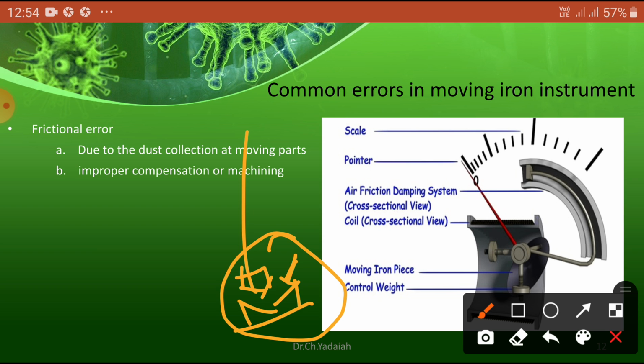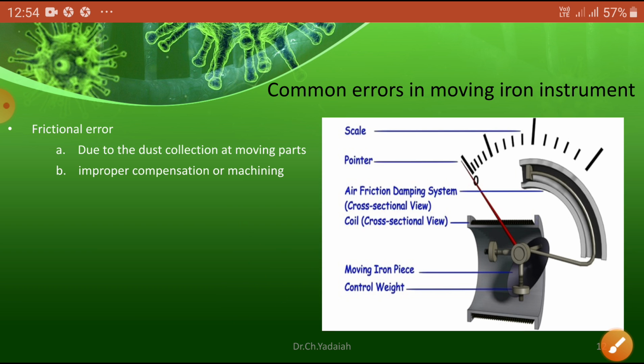It decreases the deflection torque strength. Improper compensation or mechanism also leads to frictional error. Improper compensation while calibrating the instrument may increase the frictional errors, and unbalanced mechanical parts also increase the frictional errors.